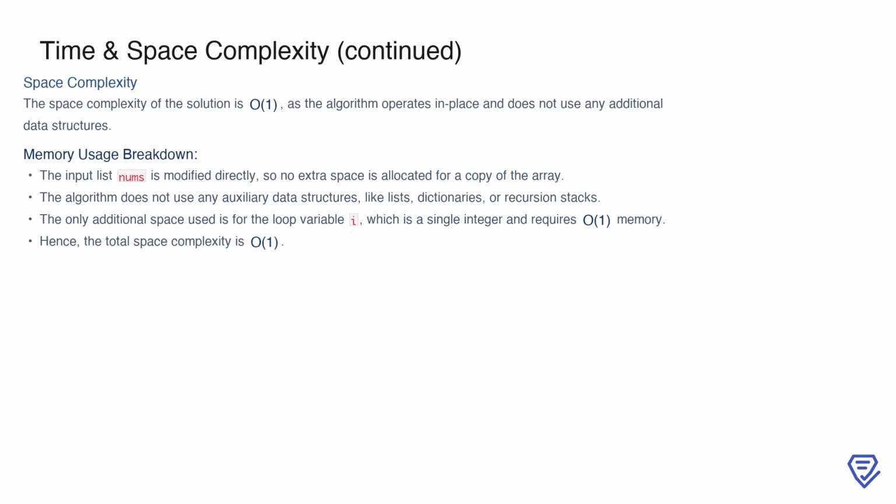No auxiliary data structures, such as lists, dictionaries, or recursion stacks, are used, and all operations are performed directly on the input list. As a result, the space requirement does not grow with the size of the input, making the total space complexity O(1). This in-place approach is a key factor in the algorithm's efficiency, as it minimizes the use of additional resources while achieving the desired wiggle property.